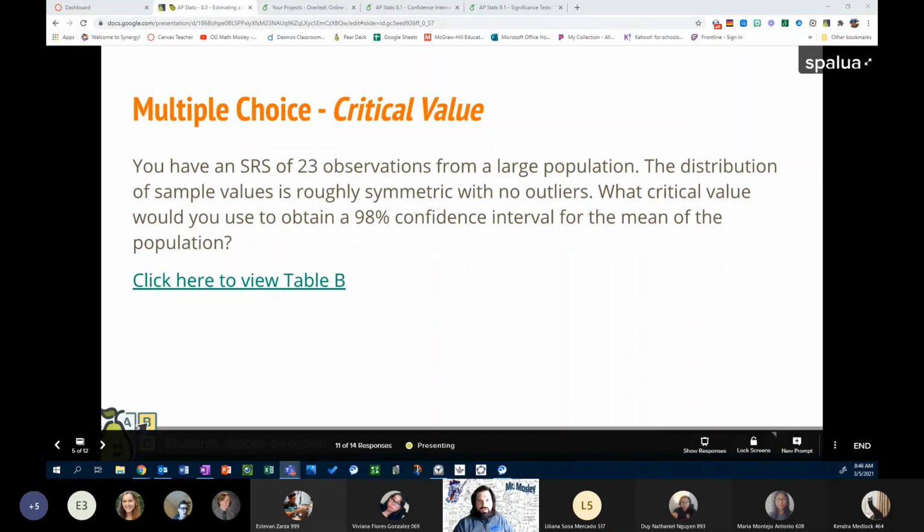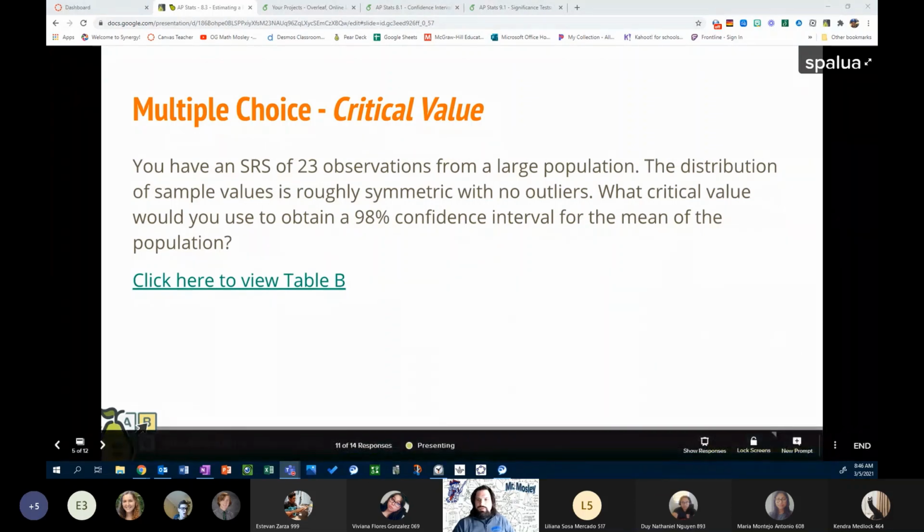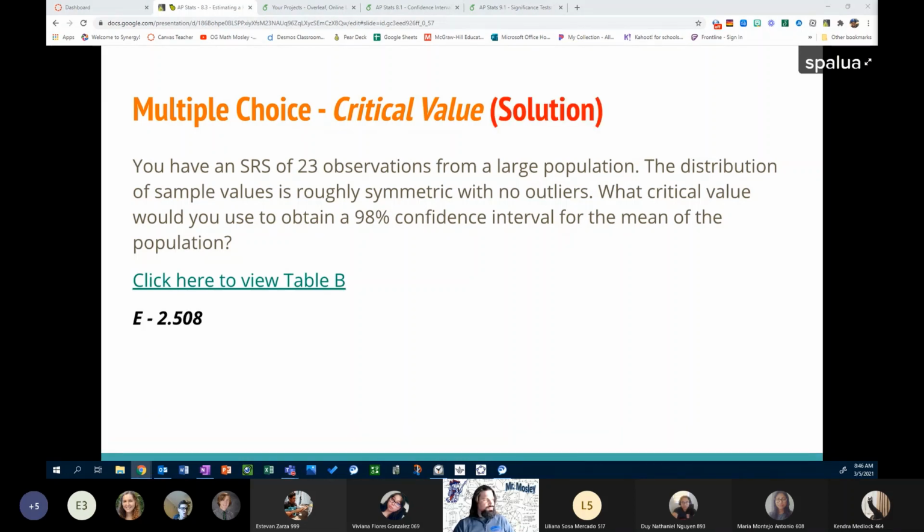All right, make a quick selection. We're going to talk about this one. All right, so we have a tie for the most popular answer here between option D and option E. Let's find out which of the most popular answers is correct. Just want to click, go. It is 2.508 as our critical value, the T star value from Table B.